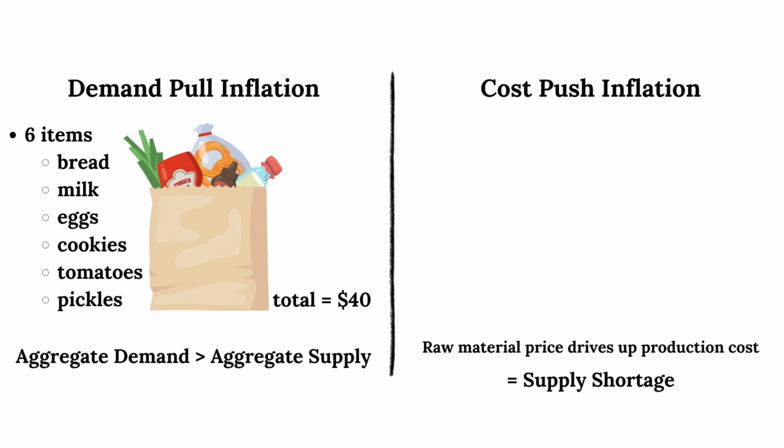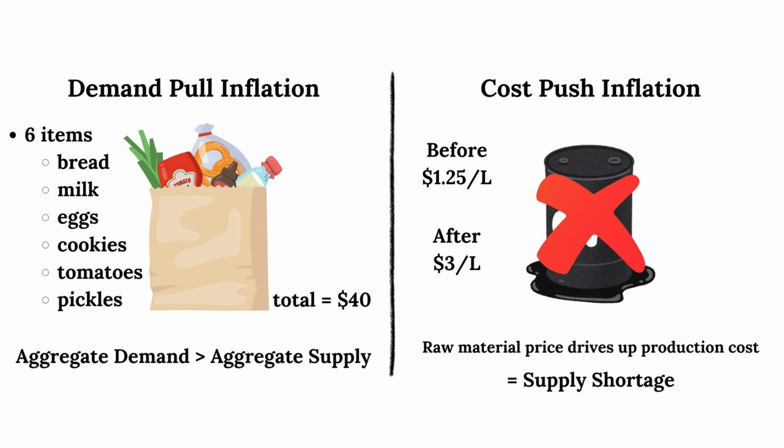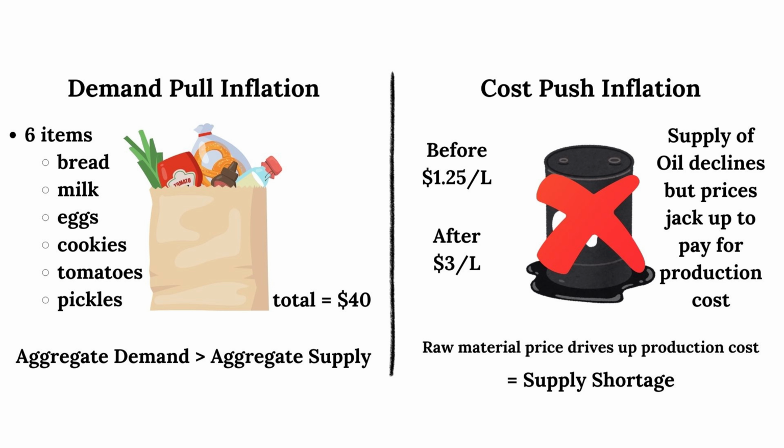Let's say you decide to get oil for your car, but a giant oil spill causes there to be a supply shortage of oil to run your car. This is when gas stations will up the price, and instead of gas being $1.25 a liter, it ends up being a whopping $3 a liter. The supply of the oil decreases, but the prices get jacked up to pay for the production cost.